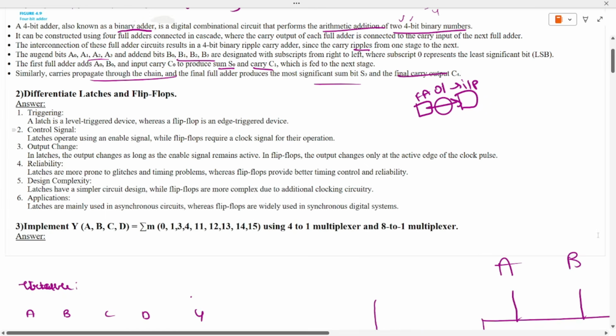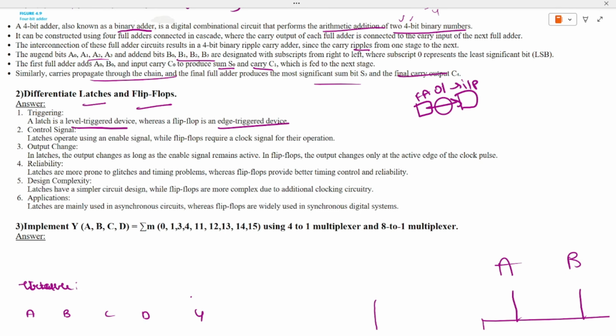Okay, now let's discuss what the differences between latches and flip-flops are. Coming to triggering, a latch is a level triggered device. A flip-flop is edge triggered. You can see by the name itself.